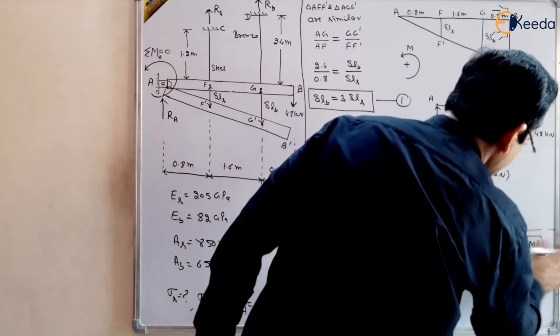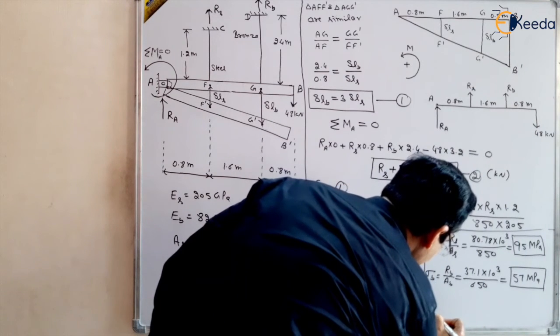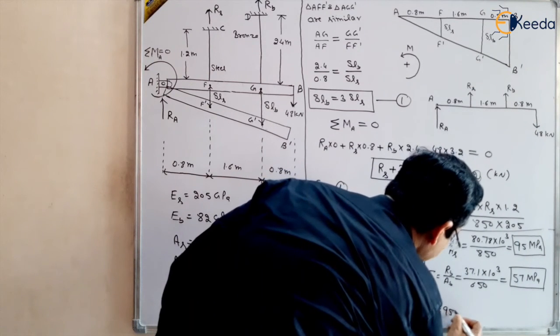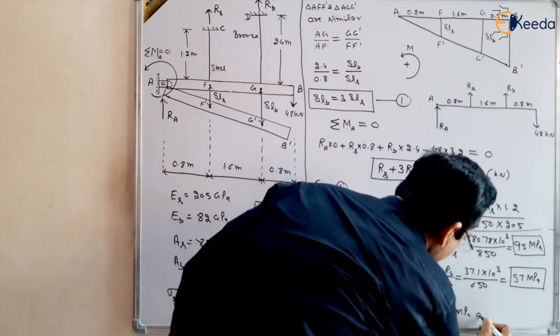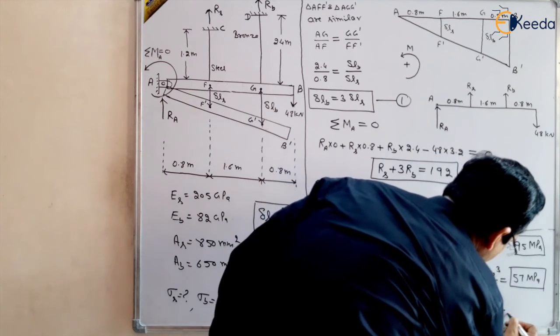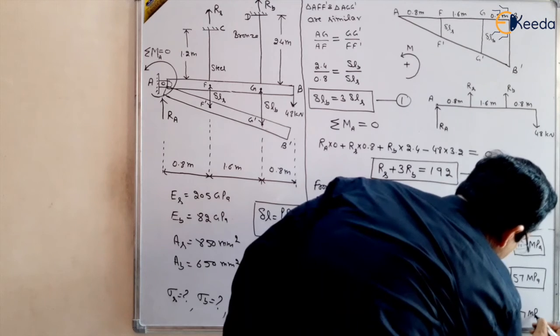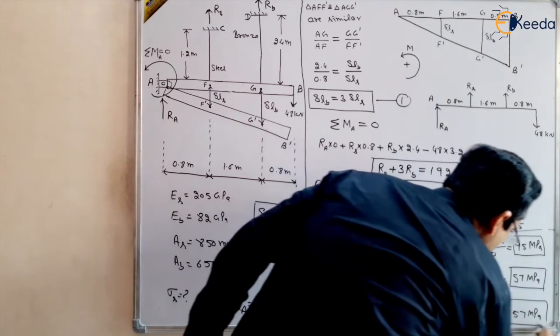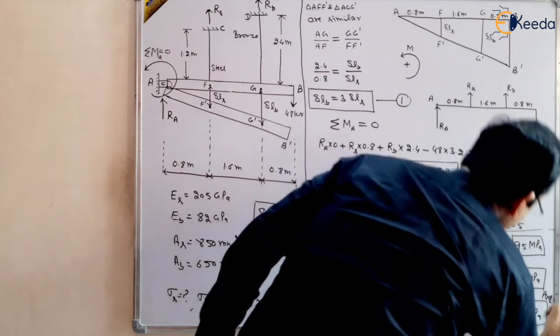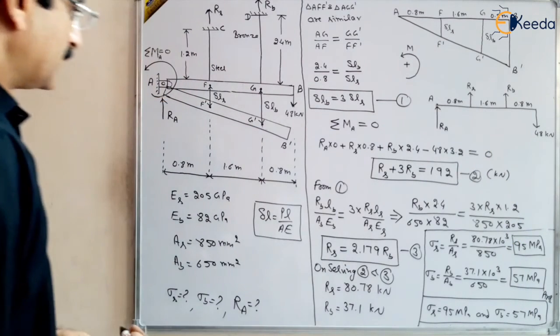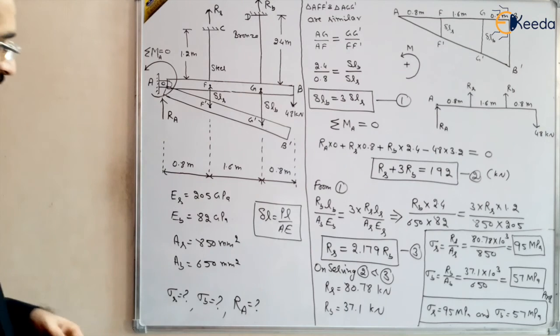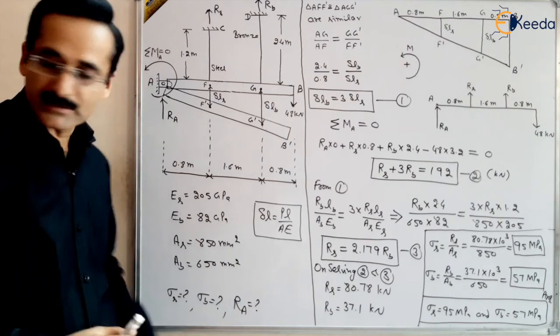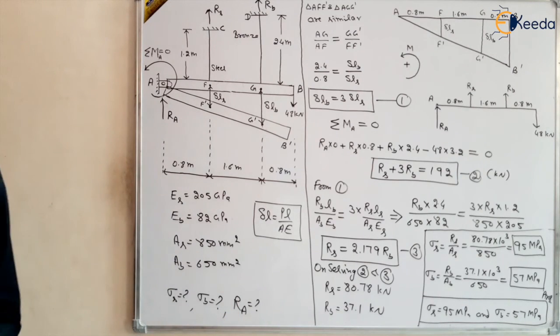So I am writing here sigma S as 95 megapascal and sigma B as 57 megapascal. These are the answers which we have to find out, right? Next is, what is the reaction at A? This we have to find out again. So how to find out the reaction at A?